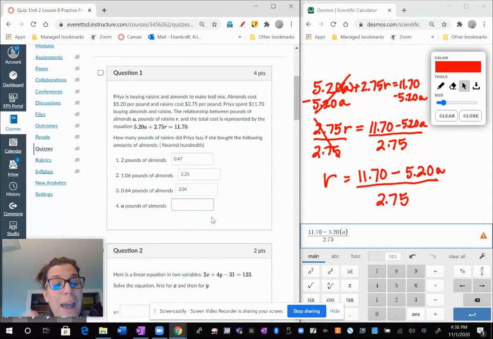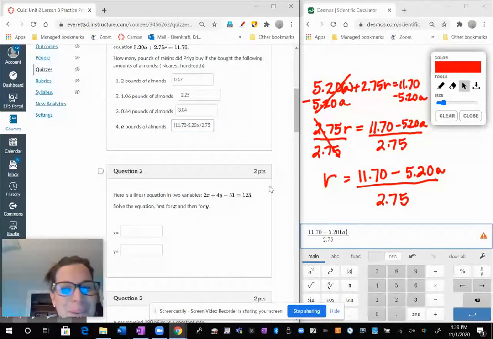So if you want to figure out how many pounds of raisins she purchased, you would say, I need to take 1170 minus $5.20 times A pounds of almonds, and all of that. I have to use grouping symbols in Canvas because it doesn't have the fraction option. All of that divided by 275. So this problem was here to illustrate how rearranging, even though it looks kind of messy at first, and having the raisins isolated here is helpful in doing a lot of calculations when you just want to figure out raisins. Okay, let's go on to number 2.